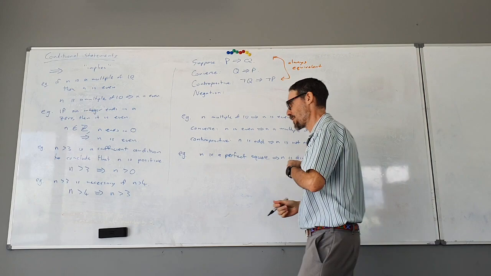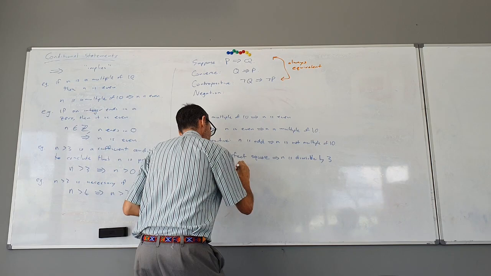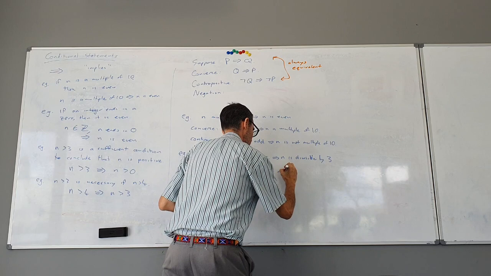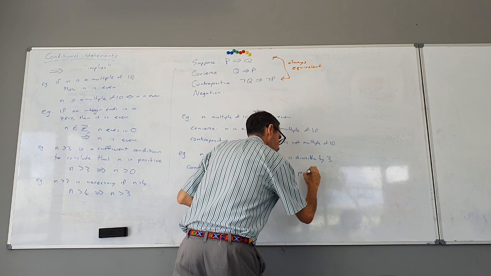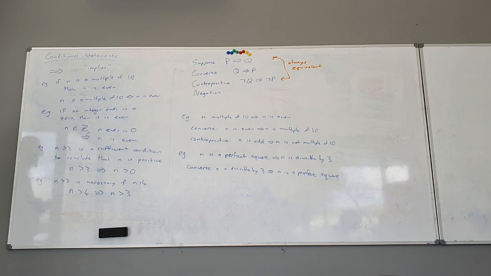What's the converse? Converse says just turn it around. N is divisible by 3 implies N is a perfect square. True or false? False. Also false. There's plenty of numbers divisible by 3 that are not perfect squares.